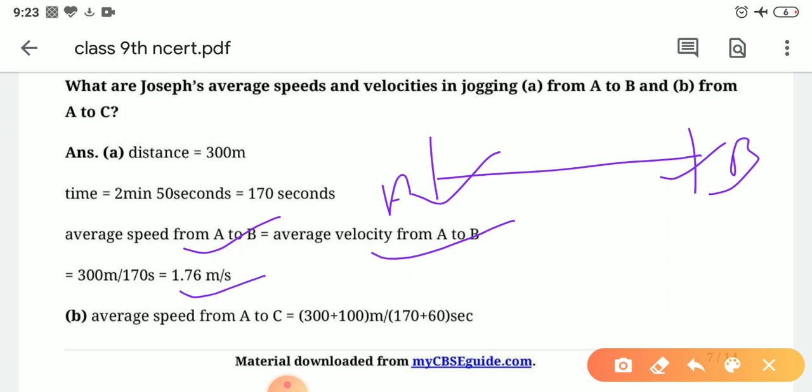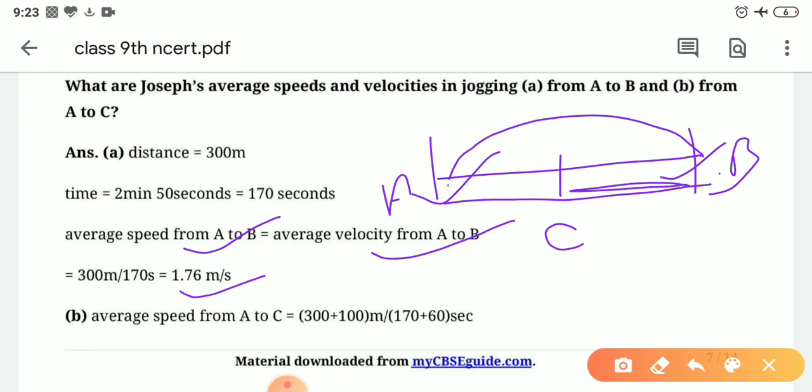Okay. Now in case of A to C, this is another case. Now when we find A to C, what is the total distance? Joseph is moving from A to B, then coming back B to C. Then we will add both the distances. So the total distance covered by Joseph from A to C is 300 and this back 100, so total distance from A to C is 400 meter.